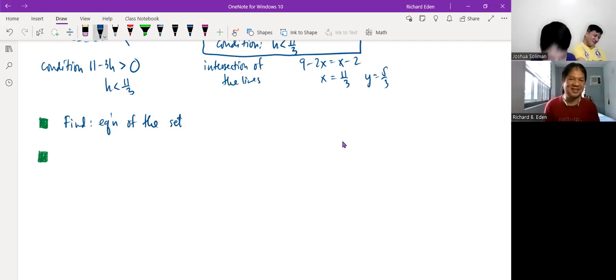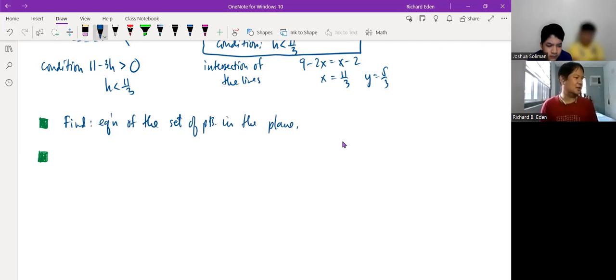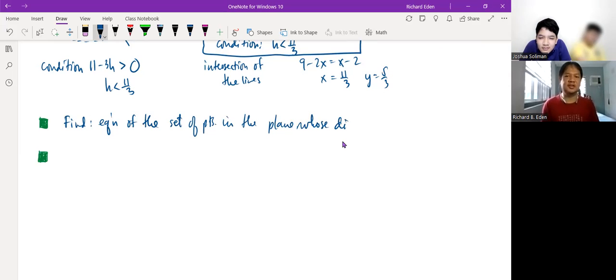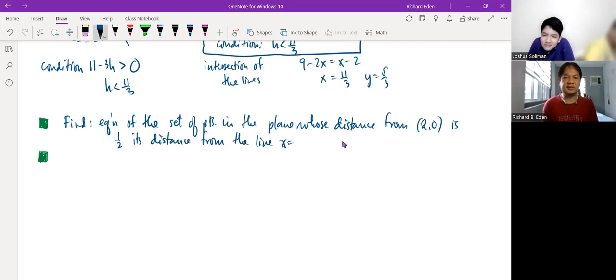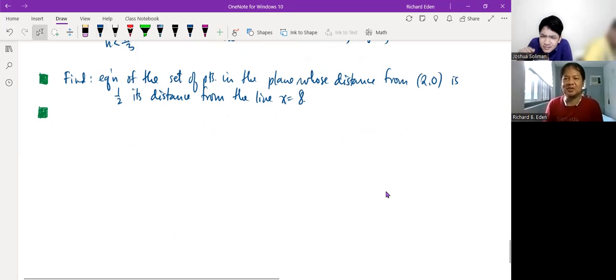Find equation of the set of points in the plane whose distance from 2, 0 is 1/2 its distance from the line x equals 8.